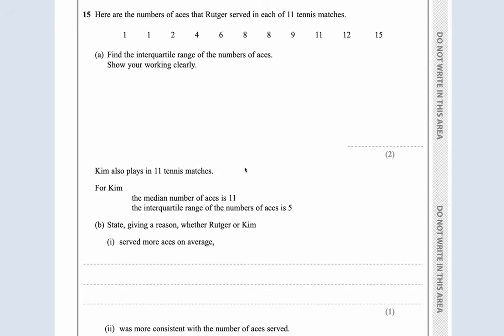Question 15. Here are the numbers of aces that Rutger served in each of 11 tennis matches. Find the interquartile range of the numbers of aces. Show your working clearly. Okay, so guys, this I think is quite straightforward, I hope. The interquartile range is Q3 minus Q1. Now Q3, let's find it.